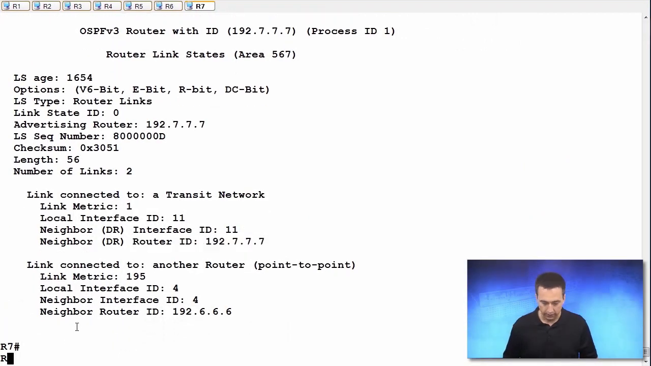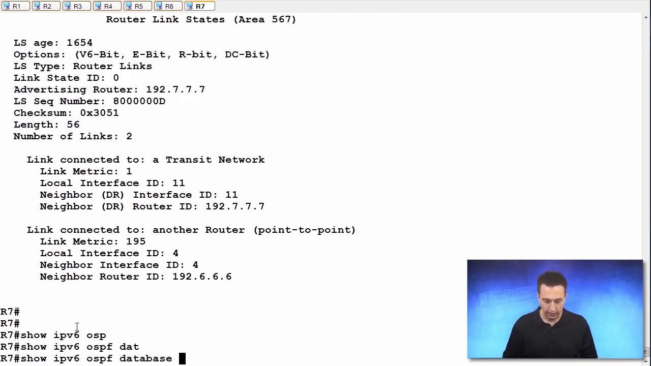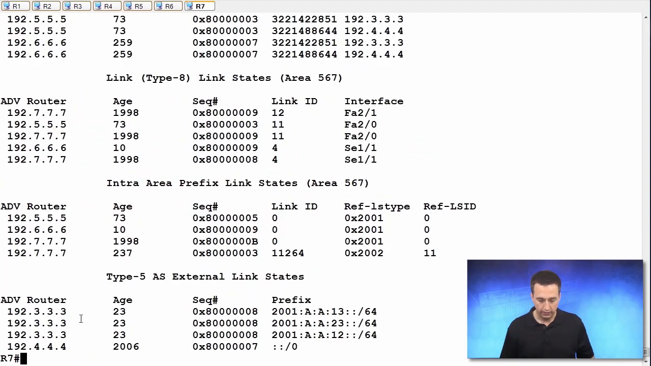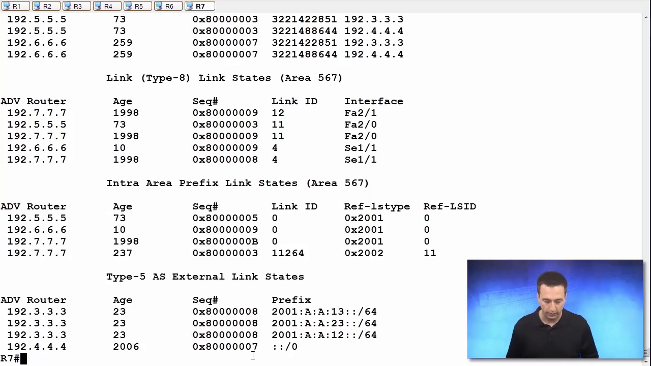We go back to R7, show IP OSPF or show IPv6 OSPF database. The Type 9s are listed right above our Type 5s, and they are known as intra-area prefix link states. Intra-area prefix link states, Type 9s. And these are the ones that say, this is who I am. These are the prefixes that I know about. So let's crack one of these open.